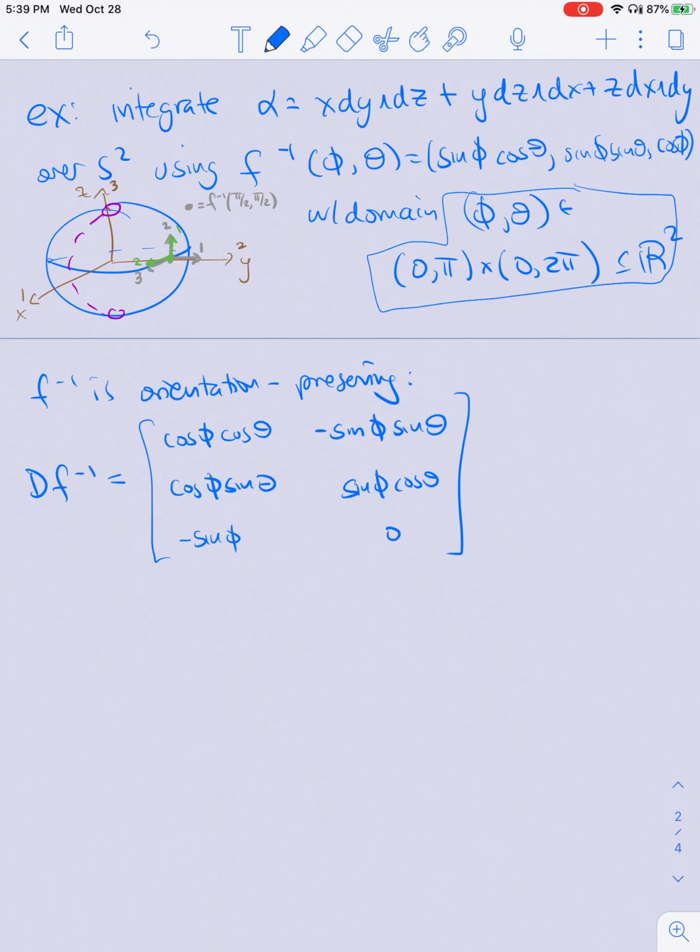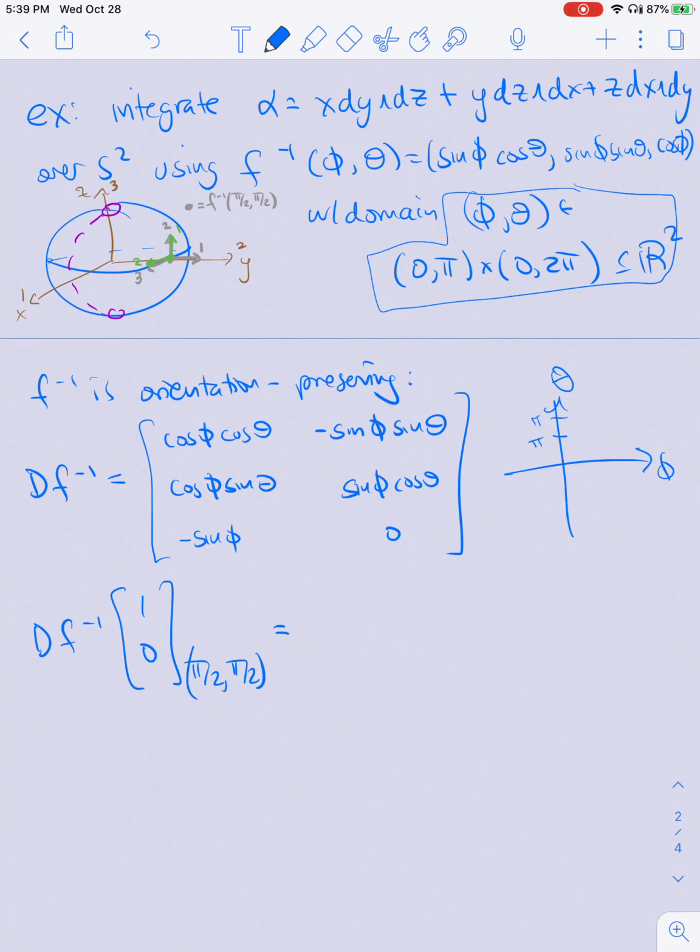And I only need to check at one point because I know F inverse is continuous, so everything will extend continuously. So let's compute dF inverse of the vector (1, 0) at the point pi over 2, pi over 2. So this will be in the theta coordinates, I'm looking at pi, 2 pi, pi over 2.